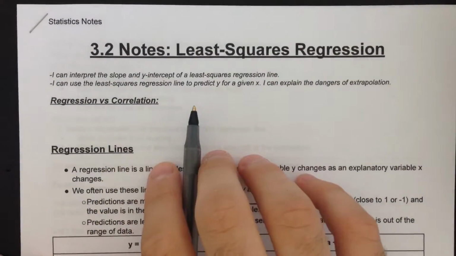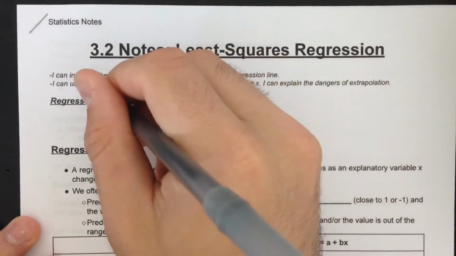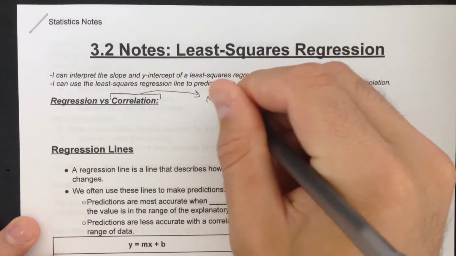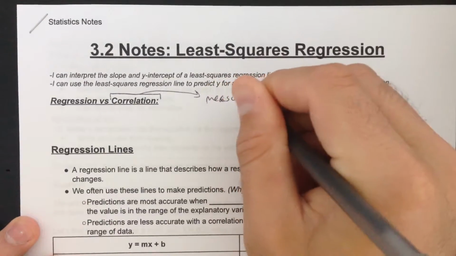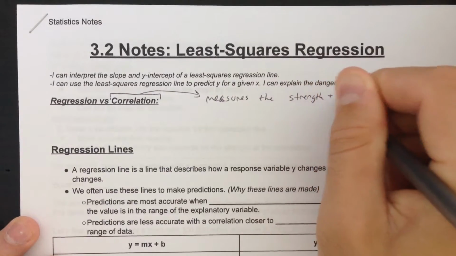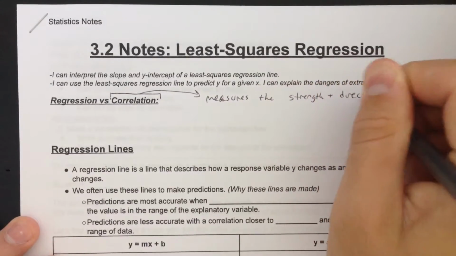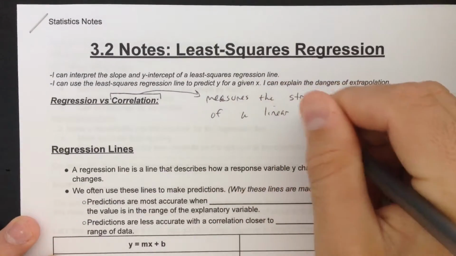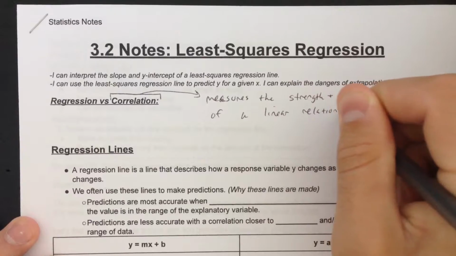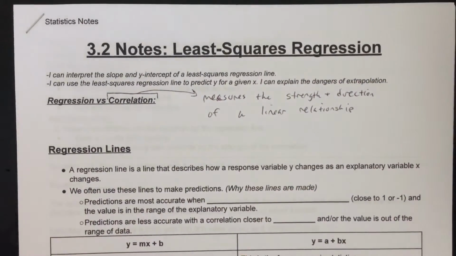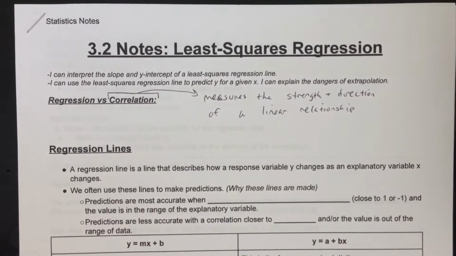Let's start with regression versus correlation. Correlation has already been defined in 3.1. It measures the strength and direction of a linear relationship. It knows nothing about variables or context. It just knows numbers, the strength and direction of a linear relationship.